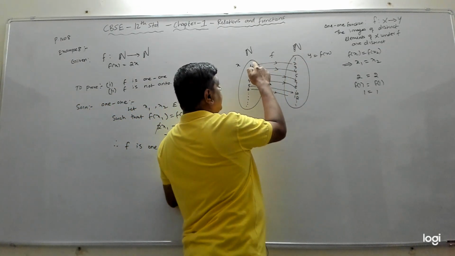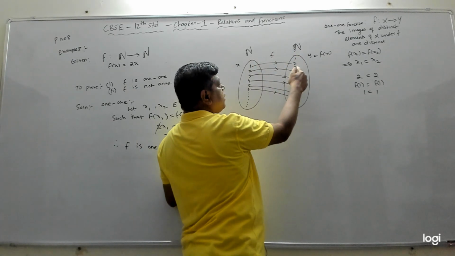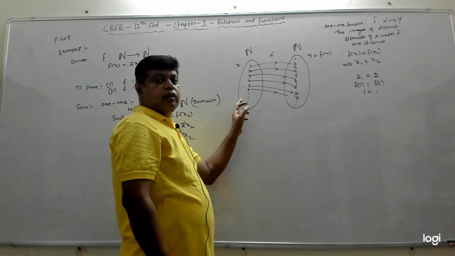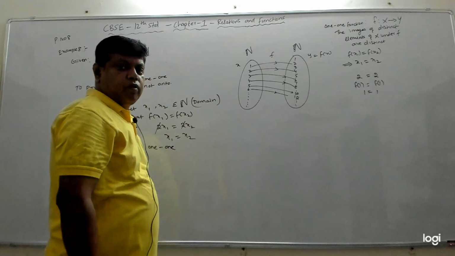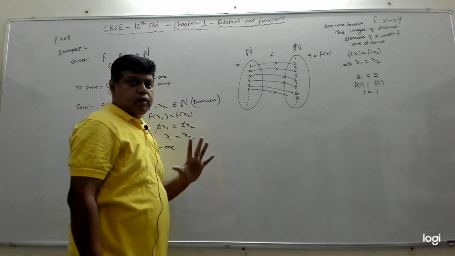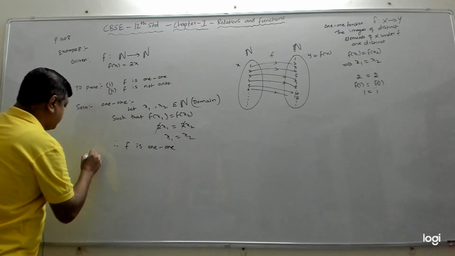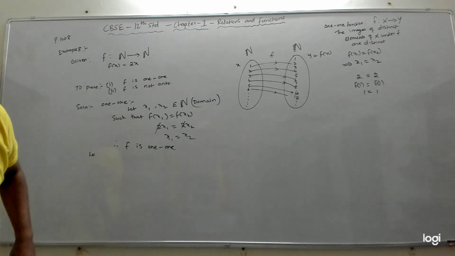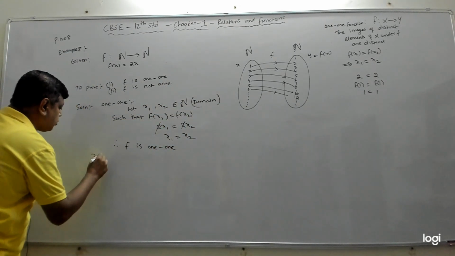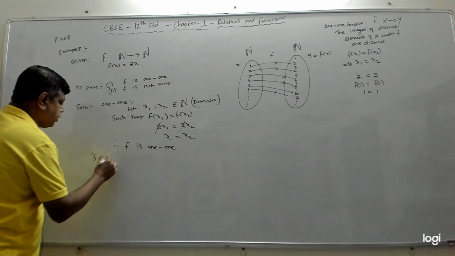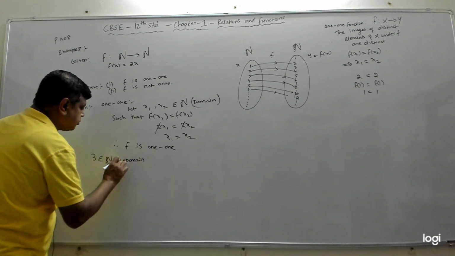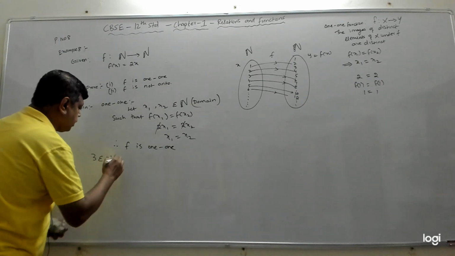No element from this set is getting mapped to 1 here. Similarly, 3. So none of the odd numbers will have any element in this, such that the image is these odd numbers. So none of the odd numbers is an image of any number here. So we can just take one number. We'll say 3 belongs to n, the codomain.